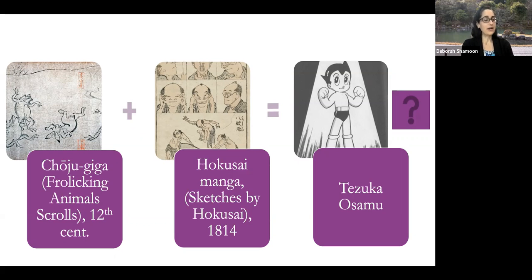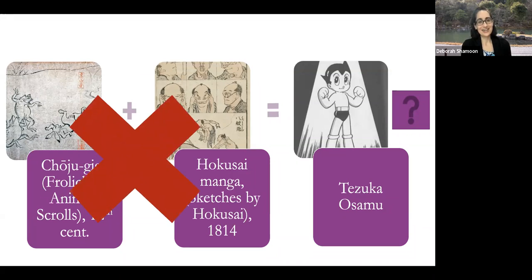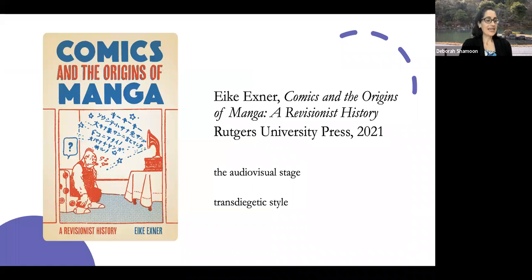This link not only rescues manga from its previously low status within Japan, but also capitalizes on manga's international popularity to boast of Japanese uniqueness. But this is not true. This is not where manga comes from at all. The actual origin of manga is in Meiji and Taisho era newspaper cartoons, as Ike Echner explains in this book.